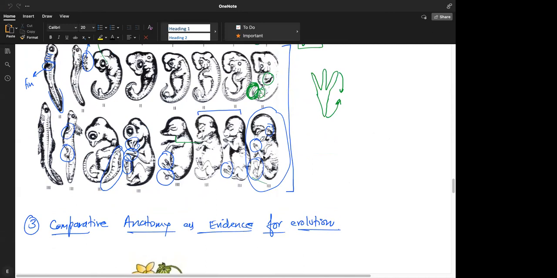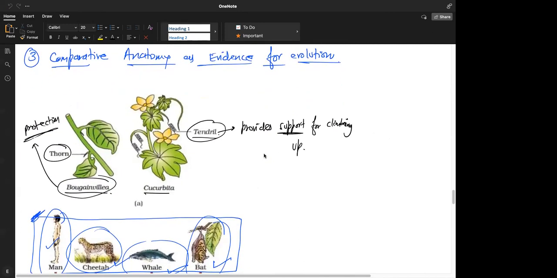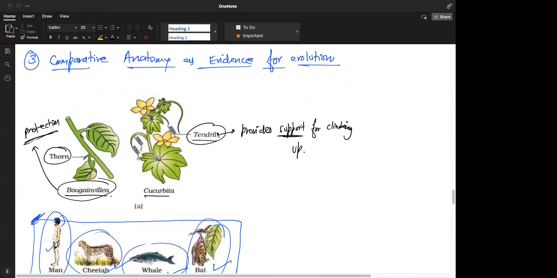Yes, sir. We studied comparative anatomy as evidence for evolution, where we started with homologous organs. Here we studied animals which have anatomical similarities in their structures. Organs that have similar anatomical structures but have adapted to perform different functions are called homologous organs. These organs adapt to different needs of the organisms. Examples are bones of mammals like the cheetah and humans.